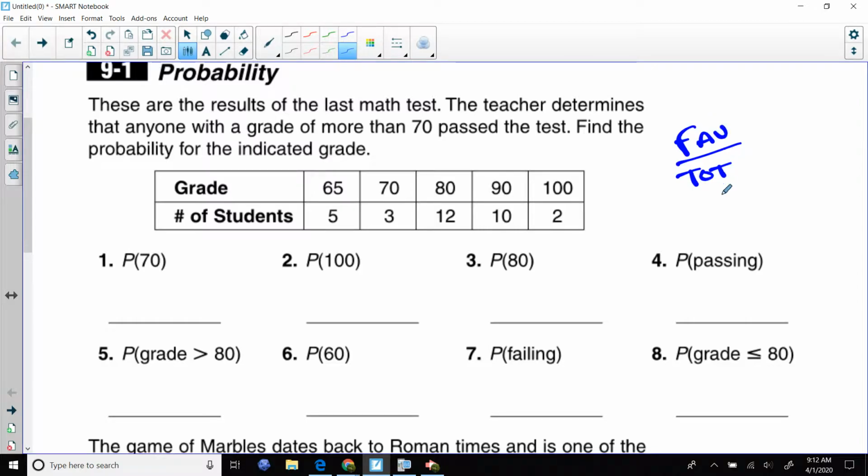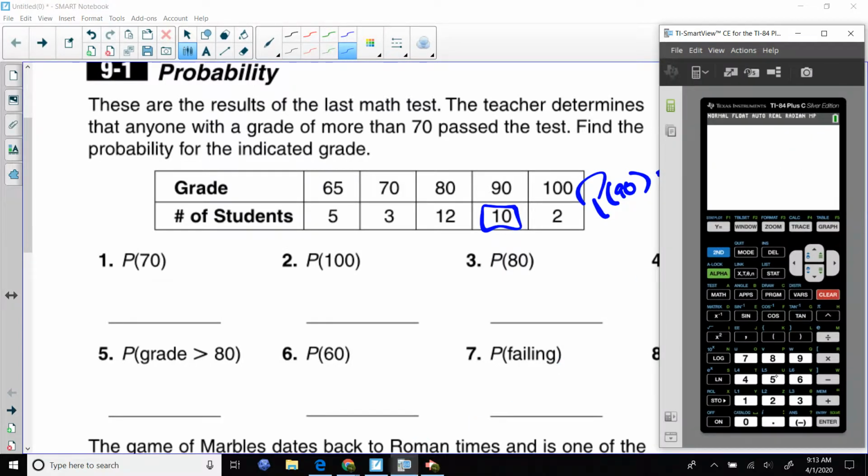All right, so favorable over total: how many people got the grade we're looking for? If I was looking for the probability of 90, which isn't one of the questions down here, there are 10 people with that favorable response. So I would put a 10 on top, and then the total on the bottom. 5 plus 3 is 8, plus 12 is 20, plus 10 is 30, plus 2 is 32. So I would go 32. And then I would do 10 divided by 32 on my trusty calculator. Hit go, and I end up with 0.3125.